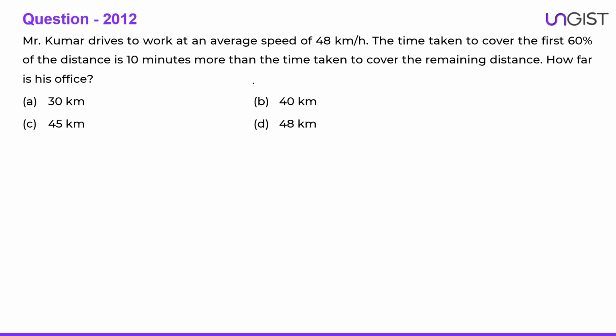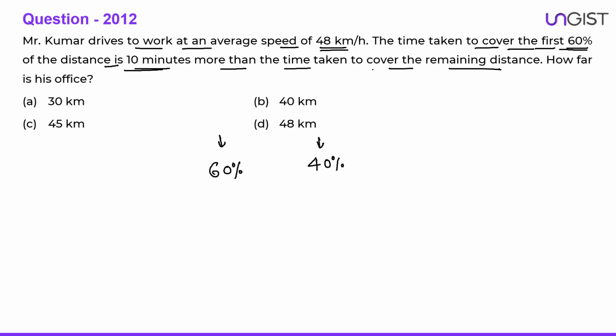Next question says, Mr. Kumar drives to work at an average speed of 48 kilometers per hour. The time taken to cover the first 60% of the distance is 10 minutes more than the time taken to cover the remaining distance. See everyone, when a person covers the first 60% of his total journey, then obviously the remaining distance would be 40%, right? So here, this is the 60% of the entire journey and this is the 40% of the entire journey. The question is saying the time taken to cover the first 60% of the distance is 10 minutes more than the time taken to cover the remaining distance. Remaining distance means 40%, right?